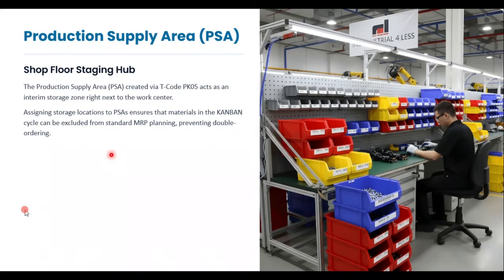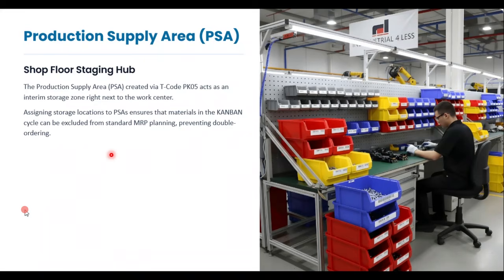So now here, once the production supply area has been created, we will also define what will be the storage location which will be acting as the shop floor area, where we basically stage the components or the semi-finished items that we are going to manufacture in this Kanban process.